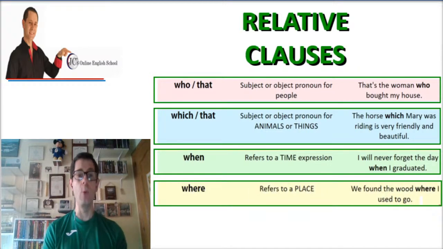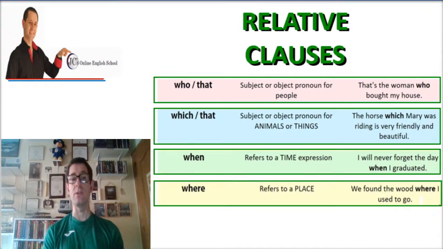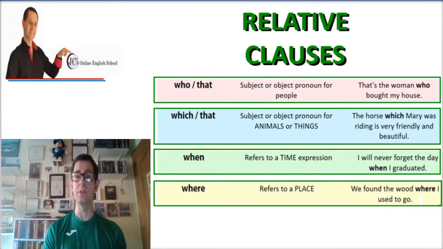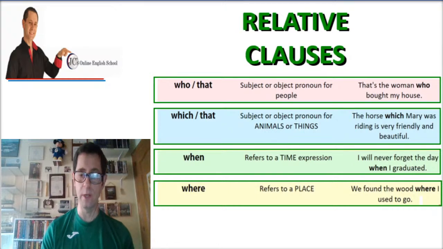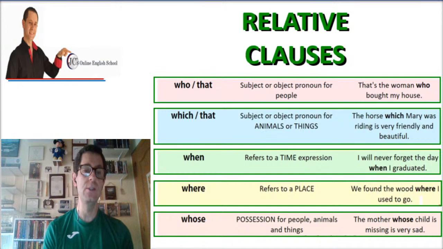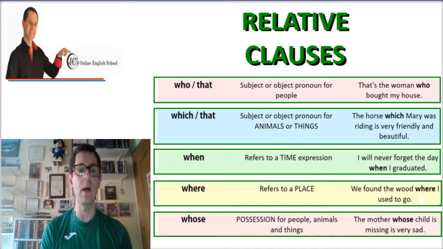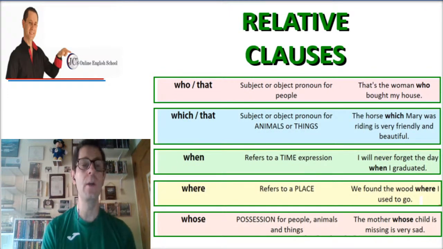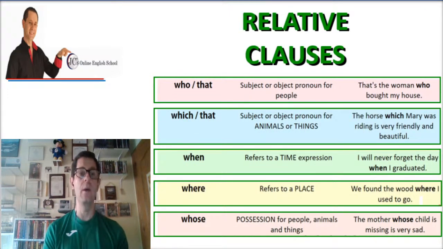Okay. Where is also an easy one. It refers to a place. For example, we found the wood where I used to go. And the last one that we have for today is whose. It is used for possession for people, animals, and things. For instance, the mother whose child is missing is very sad. No wonder. So there you have it: who, that, which, that, when, where, and whose.